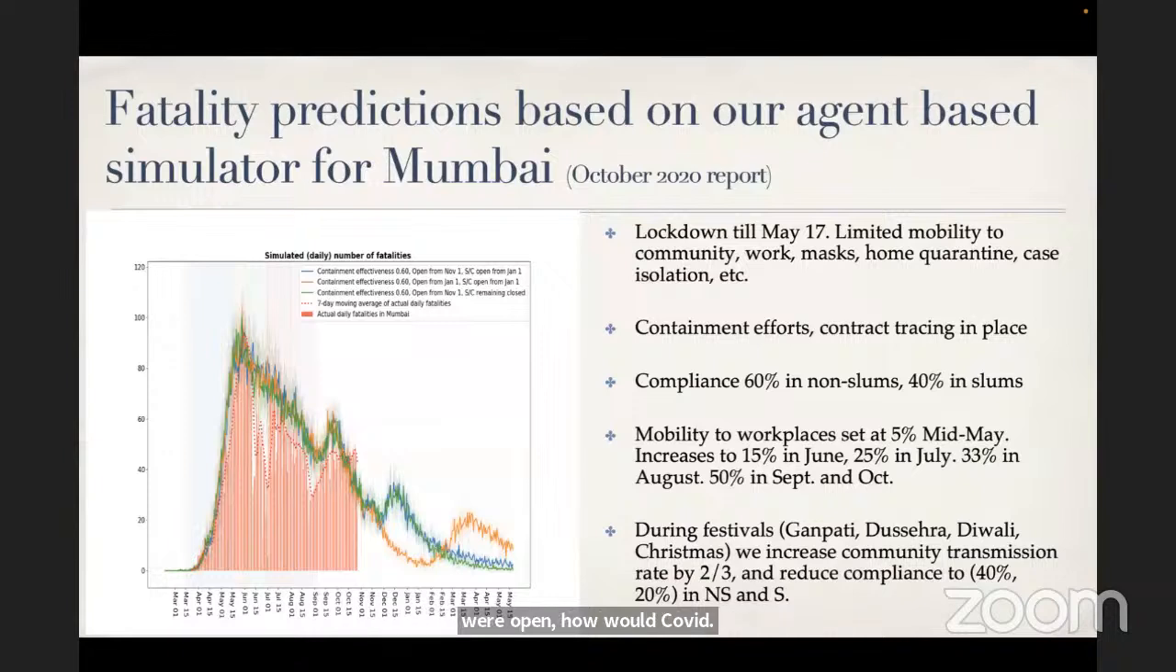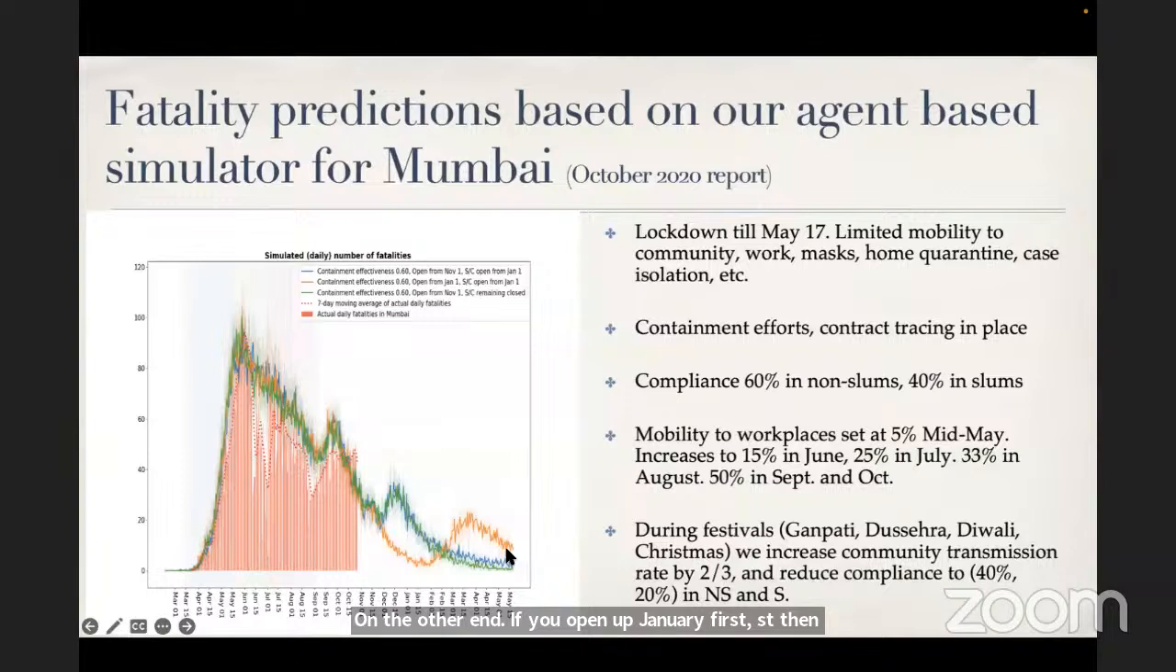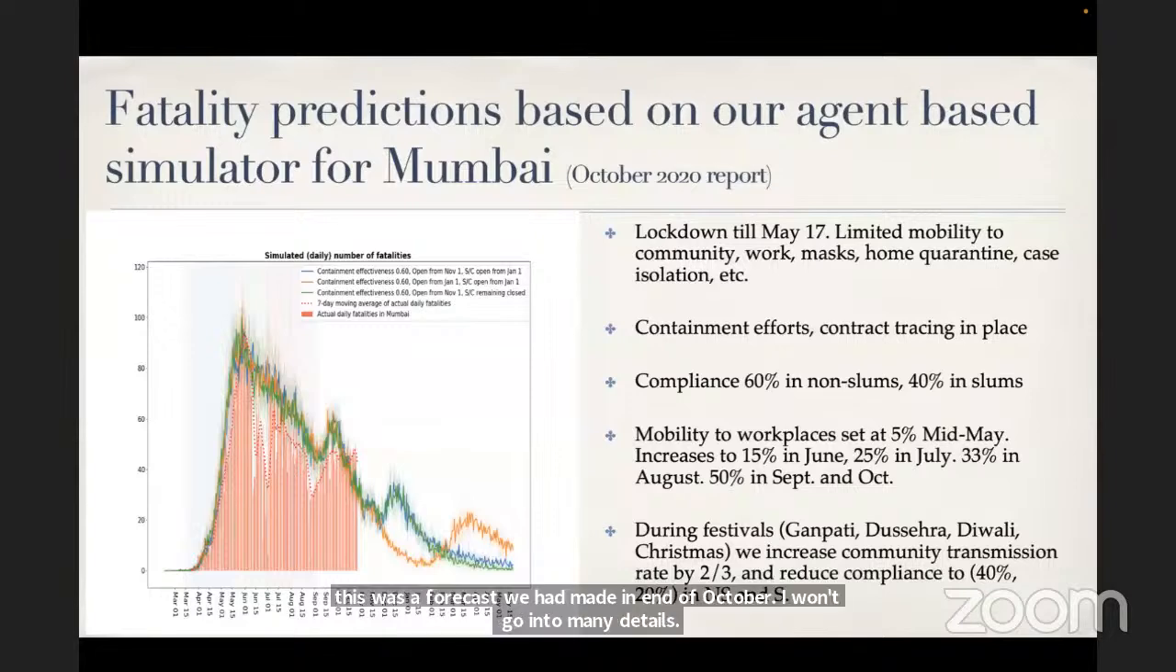This blue curve, this green curve, is saying that if you open up the economy, the trains, on November 1st, how will the disease spread, what will you see? On the other hand, if you open up on January 1st, then you'll see this orange curve. This was a forecast we had made at the end of October. I won't go into many details, but the intent was to be accurate, as we knew a fair amount at that time.